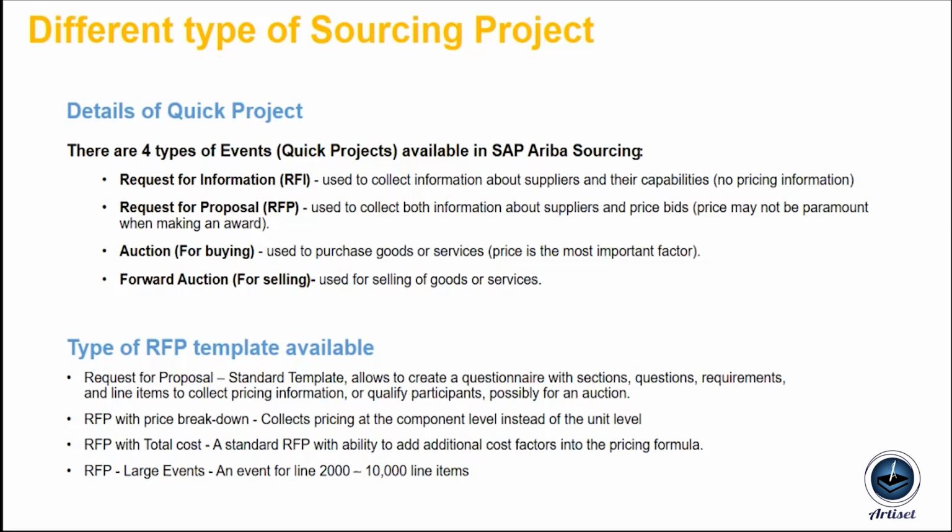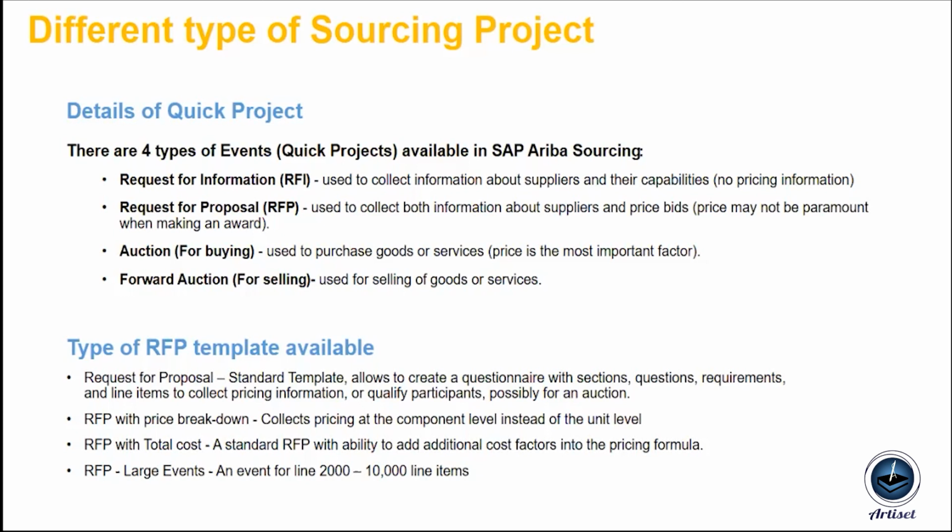In RFP event, it is one step ahead, where we collect the information and also ask for the price bids, and then we award the supplier. In the auction, it's a real-time platform we provide to the suppliers, where they can check their competitors' pricing as well if allowed, and their ranks, and based on that they can submit their auction bids for the product.